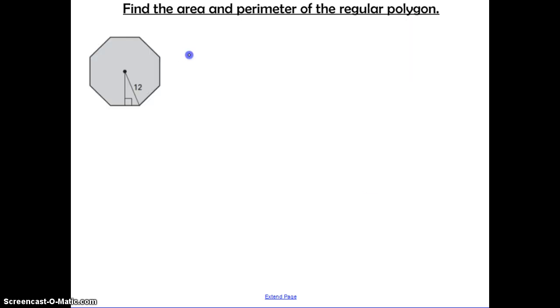In this last one, it's going to require a little bit more work, but we're taking the same idea as we did before. Our final answer we're going to get from A equals 1/2 a n s. And we need to find a, we need to find n, and we need to find s. Now in this one we have the triangle drawn out for you.